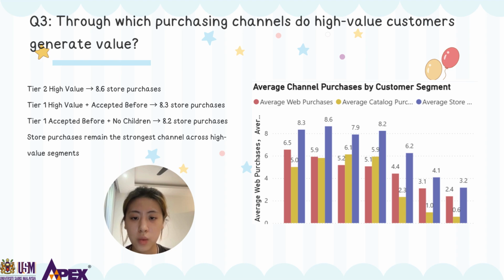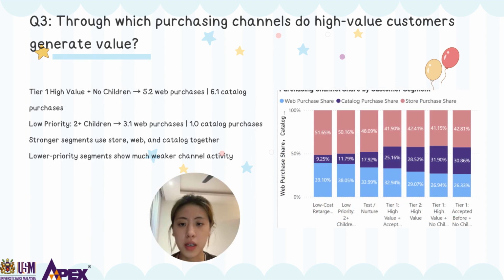This shows that valuable customers are not only online buyers. Physical stores are still very important. Stronger customer segments also use more than one channel. For example, Tier 1 high value no children has 5.2 web purchases and 6.1 catalog purchases, but low priority, more than 2 years old children only has 3.1 web purchases and 1.0 catalog purchases. So stronger segments use store, web, and catalog together, while lower priority groups show much weaker channel activity.